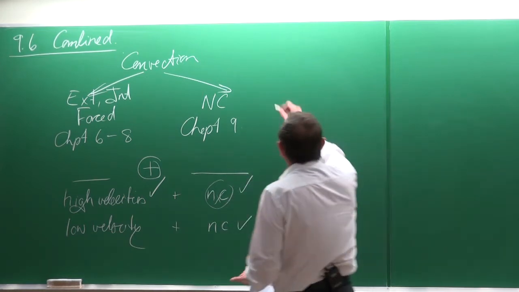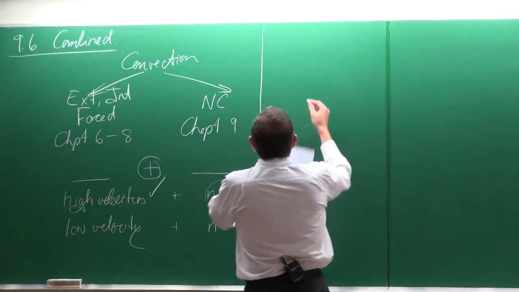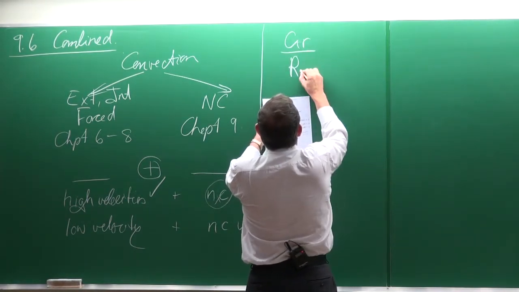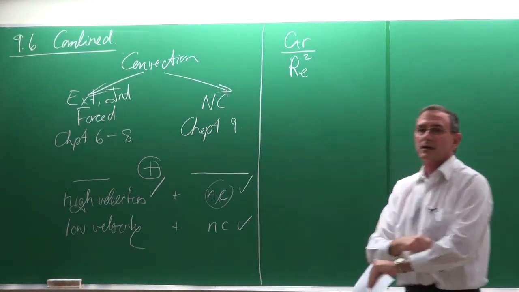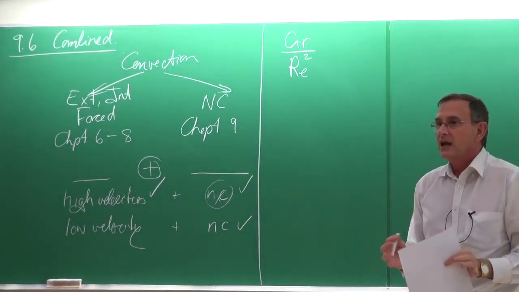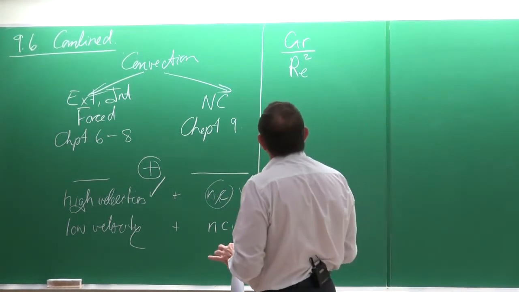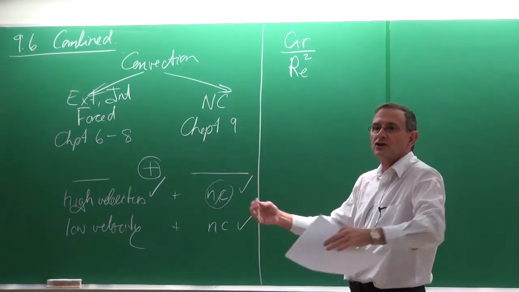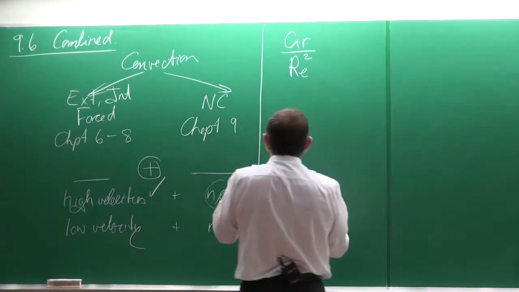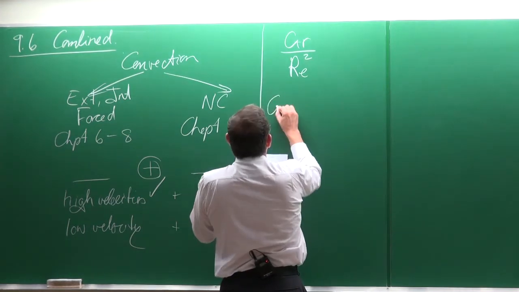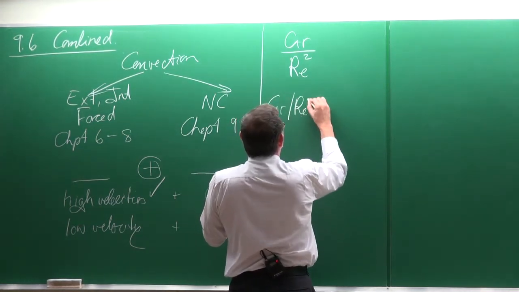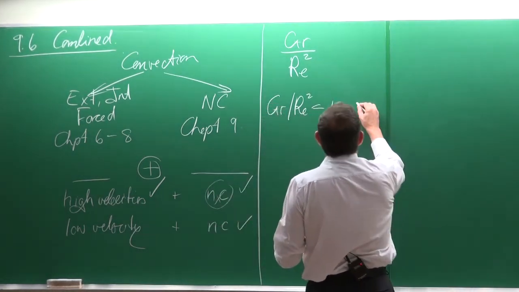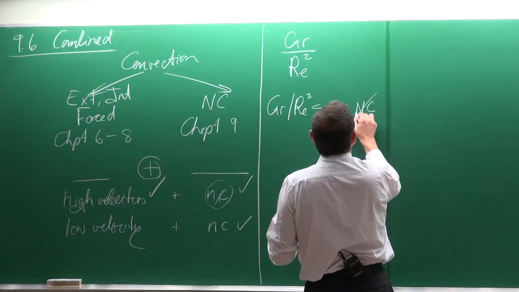So in general, what do we use as a criteria? In the previous lecture, I showed you the relationship of the Grashof number divided by the Reynolds number squared. That is a good criteria that can be used to determine when the flow is actually all forced convection, when is it natural convection, and when should we combine the two effects. And we've said that if the Grashof number divided by the Reynolds number squared is smaller than 0.1, then the natural convection effects are negligible.